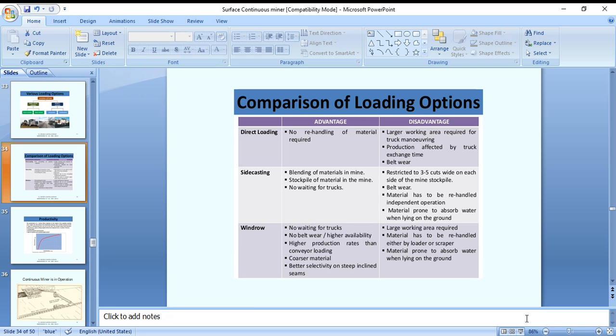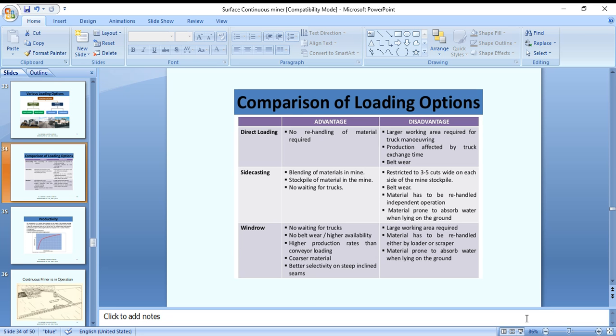No rehandling of material required. Larger working area required for truck maneuvering. Production affected by the truck exchange time, belt wear. So these are the disadvantages.